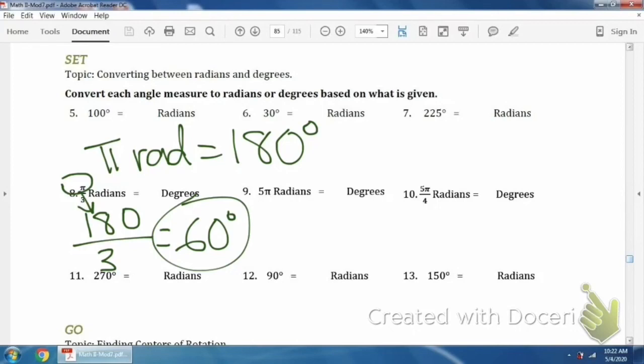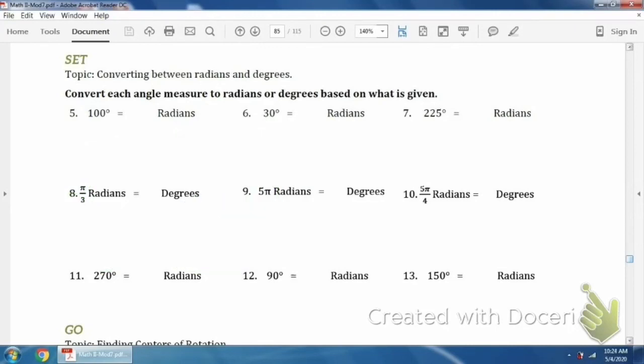So number 9 would just be 5 times 180, and that would be the degrees. All right. Email me if you guys have questions. Do not do the go.